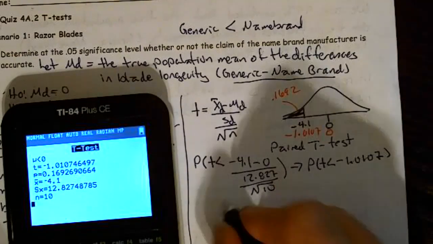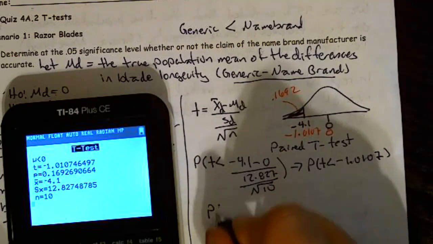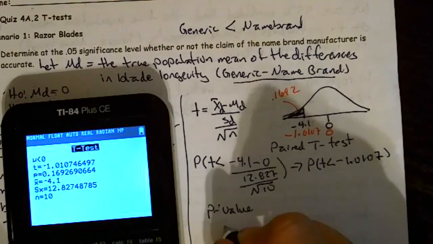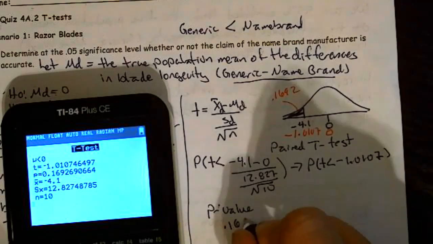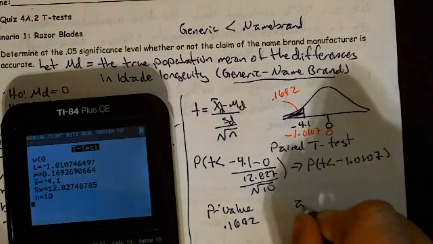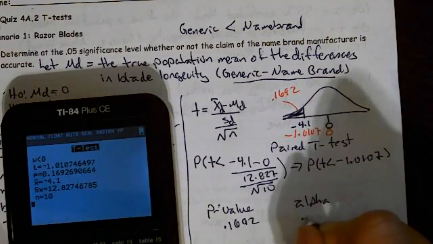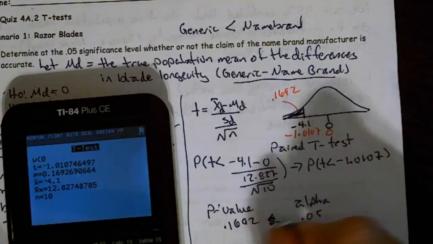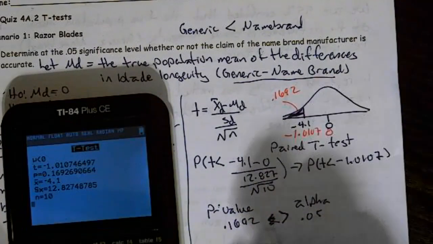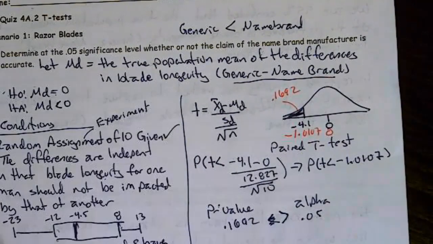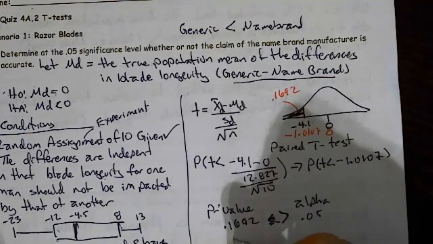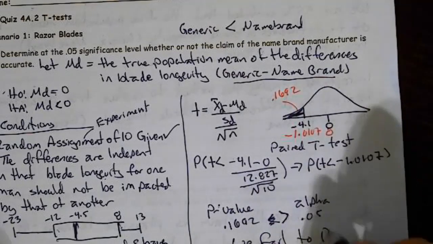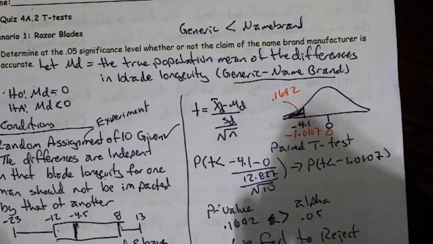All right. So the probability that T is less than this gives me a P-value of 0.1692. And alpha, they gave us, is 0.05. This is greater than, excuse me, 0.1692 is greater than 0.05. So in this case, we're going to fail to reject H0.